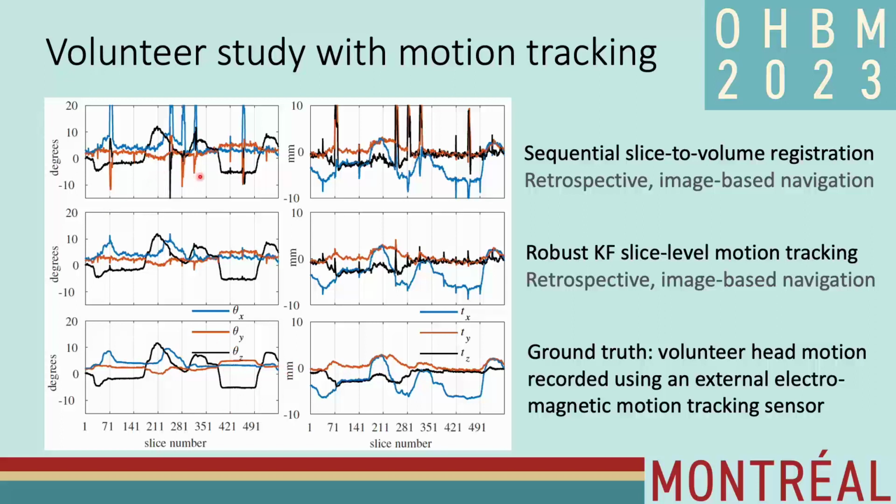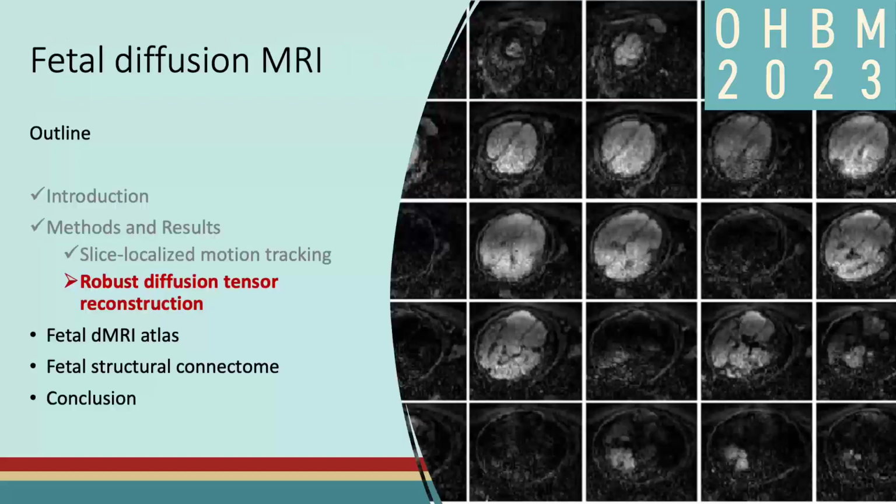And if we do ordinary sequential slice to volume registration, these are the plots that you get. And with our extended approach, which is the robust Kalman filter slice level motion tracking, you can see that we eliminate those spikes and noises, and we get much better motion tracking as compared to the gold standard or the ground truth for this subject. Now that we had a way to estimate fetal motion with the technique that we validated, we wanted to reconstruct diffusion models.